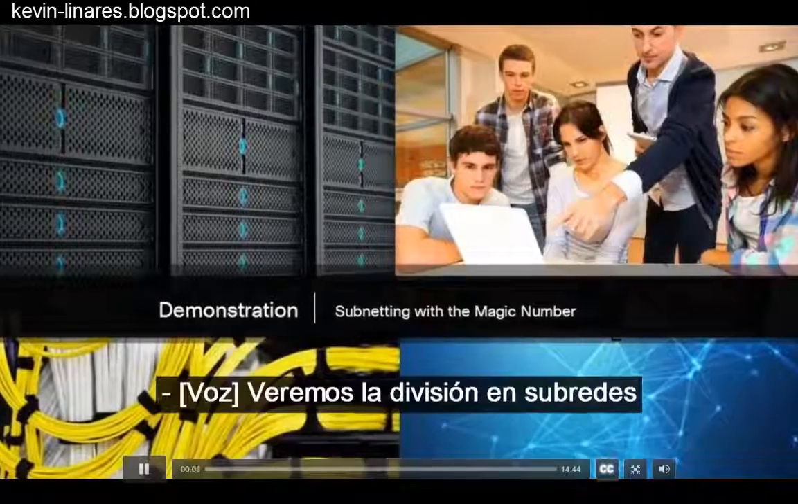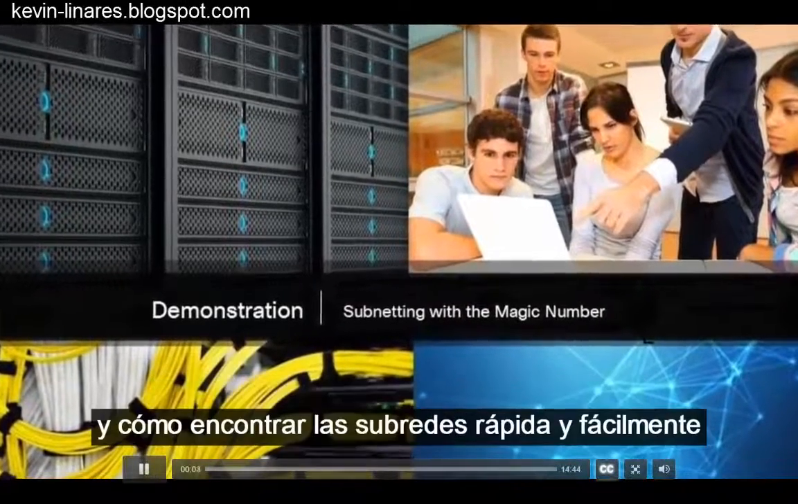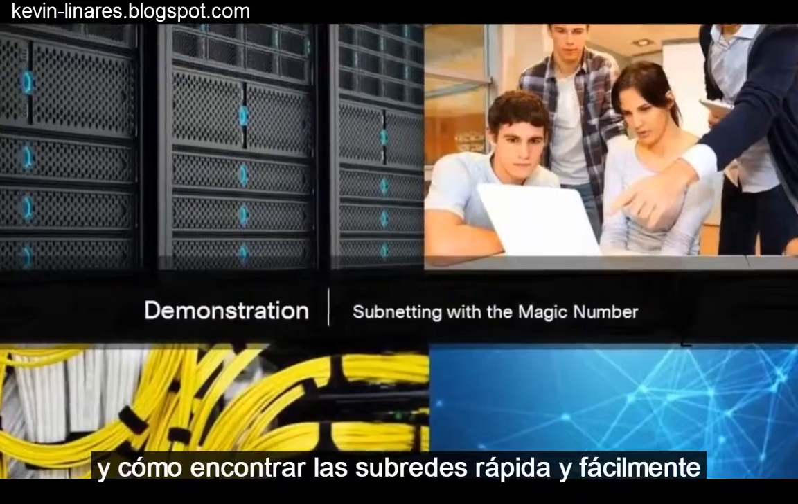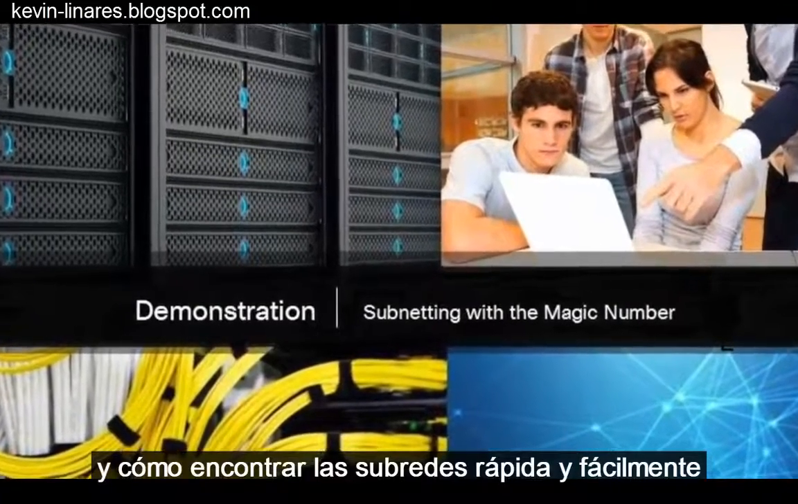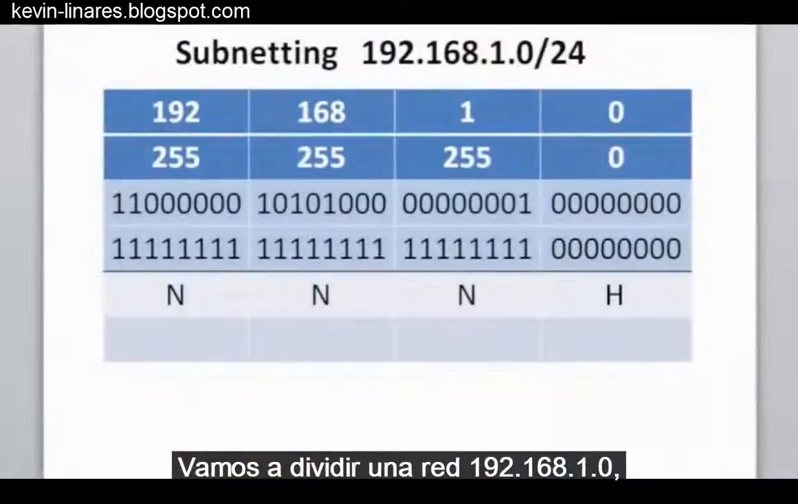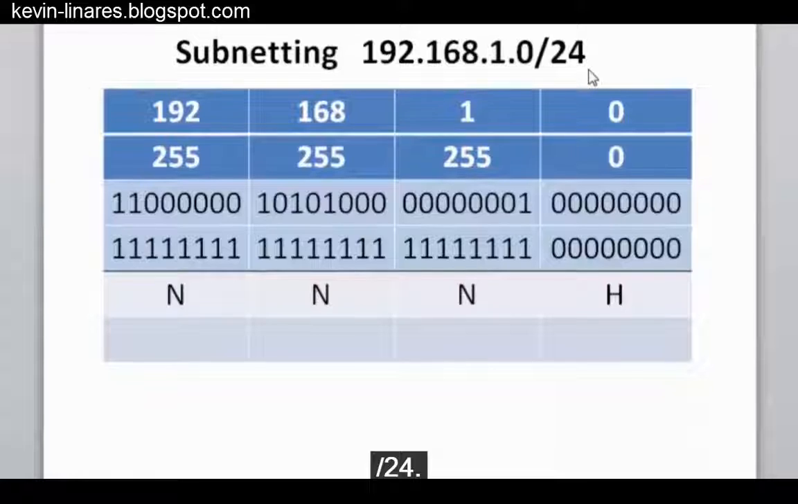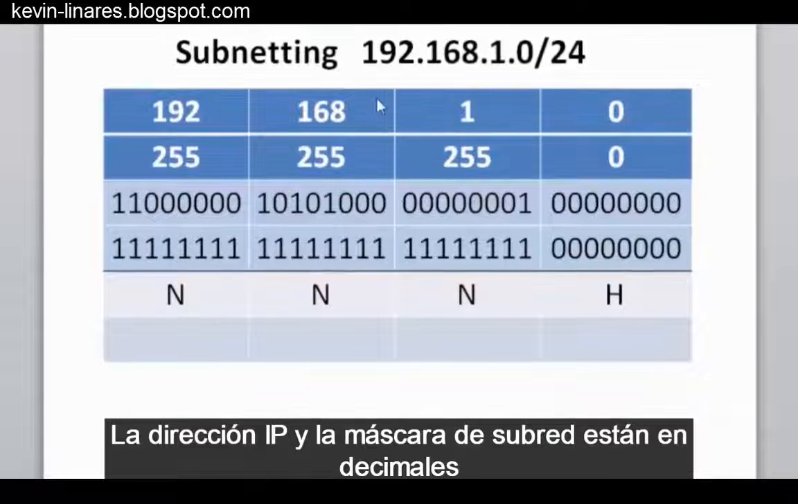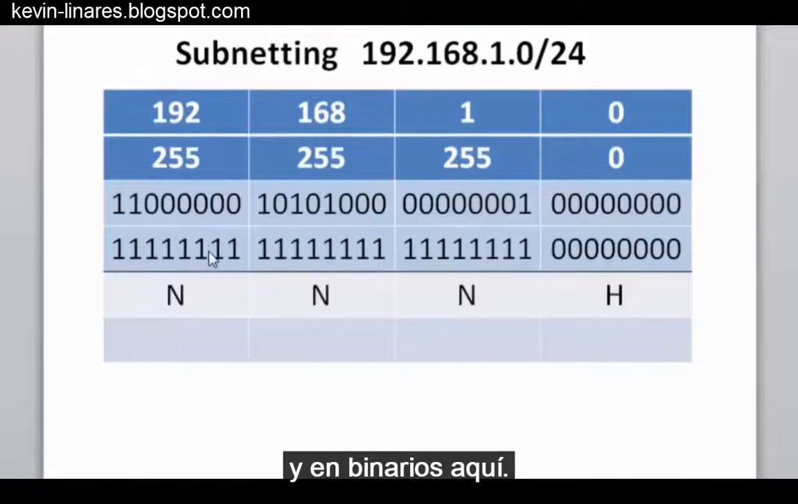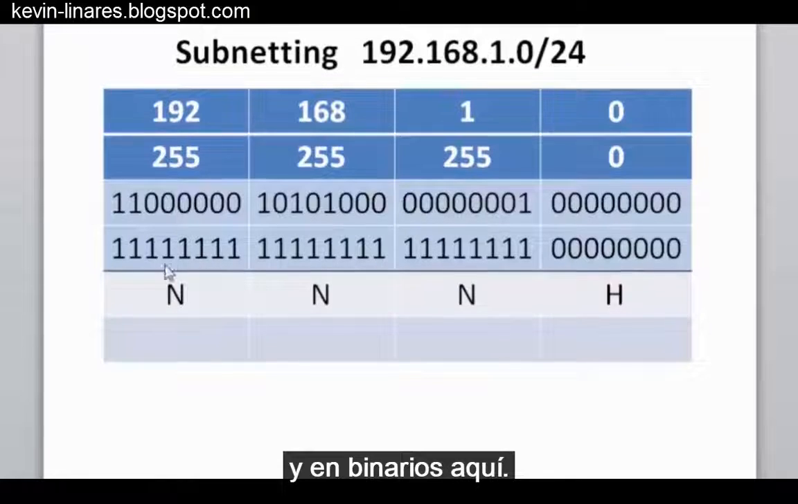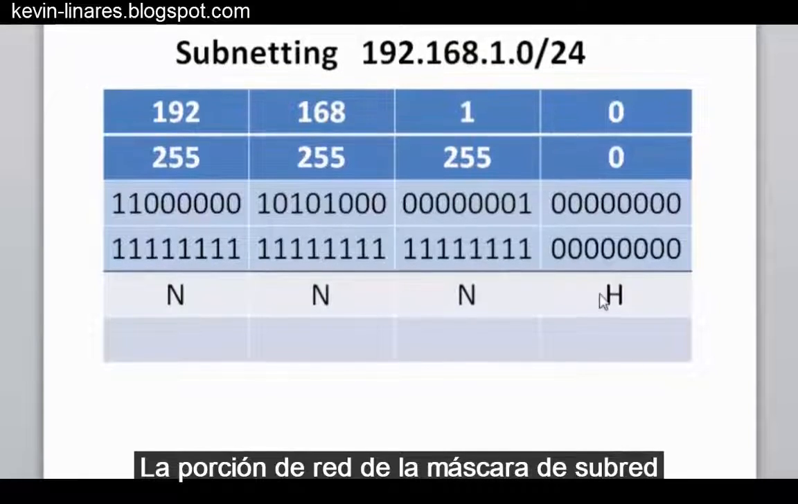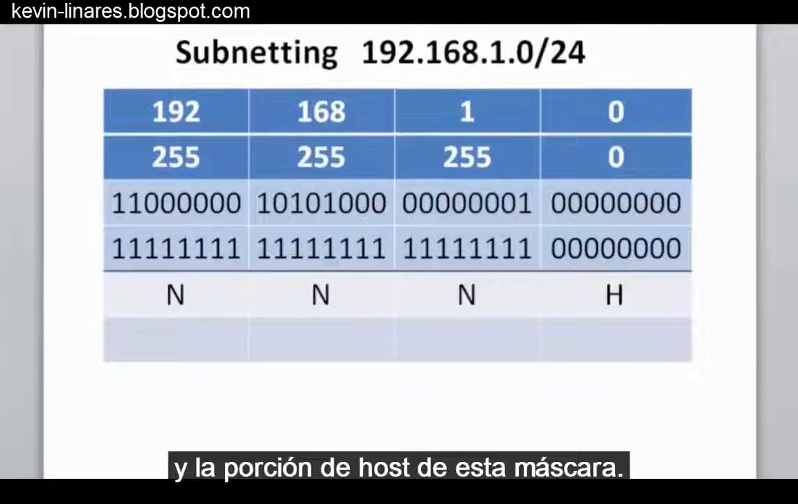This video focuses on subnetting and how to find your subnetworks easily and quickly using the magic number trick. Let's say we're subnetting a 192.168.1.0/24 network. I have the IP address and subnet mask in decimal here, and I have them listed in binary here, showing the network portion of the subnet mask and the host portion of the subnet mask.